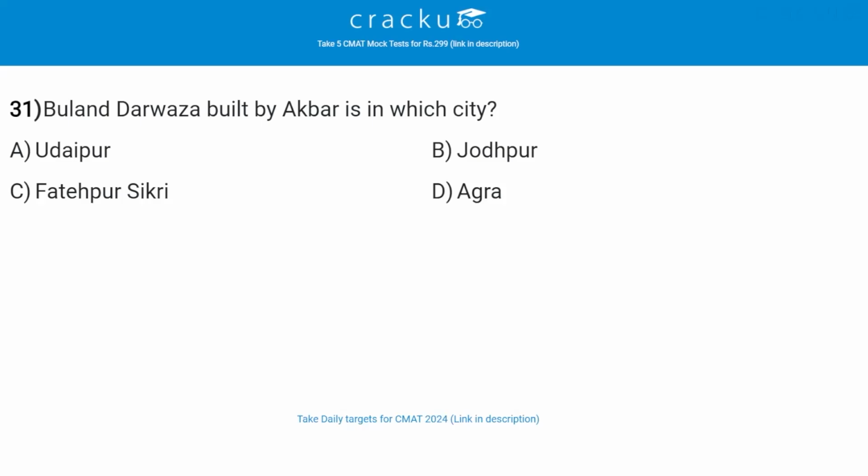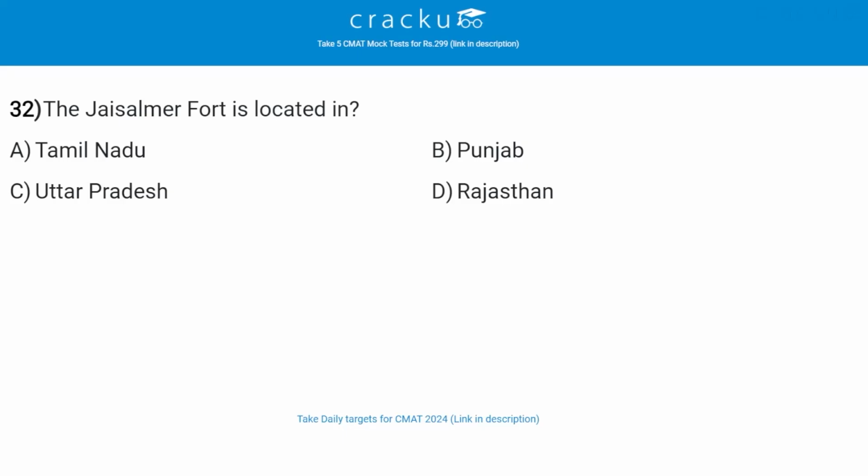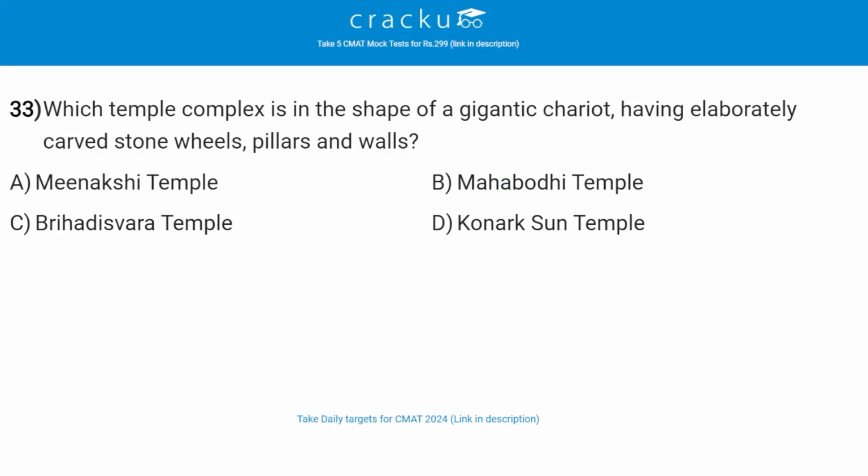Buland Darwaza, built by Akbar, is in which city? The answer is Fatehpur Sikri. The Jaisalmer Fort is located in Rajasthan. Which temple complex is in the shape of gigantic chariot having elaborately carved stone wheels, pillars and walls? The answer is Konark Sun Temple.